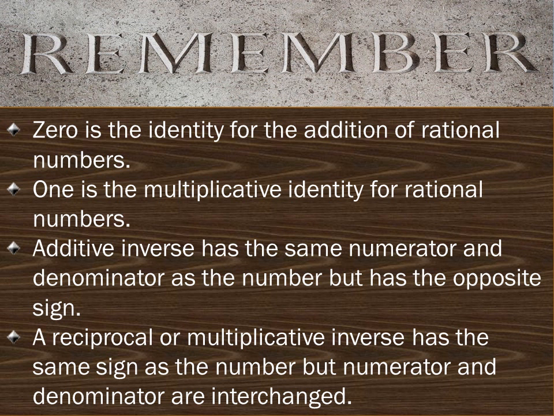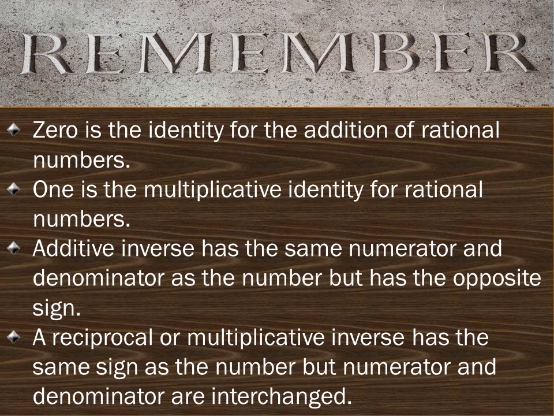Dear students, these are few points which you need to remember. The first one, 0 is the identity for the addition of rational numbers. It means whenever you add 0 to any rational number, the result will be the same rational number. For example, if you add 0 to rational number 3 by 4, the result will be 3 by 4 only. Second, 1 is the multiplicative identity for rational numbers. It means whenever you multiply any rational number with 1, the result will be the same rational number. For example, if you multiply 1 with rational number 6 by 7, the result will be 6 by 7 only.